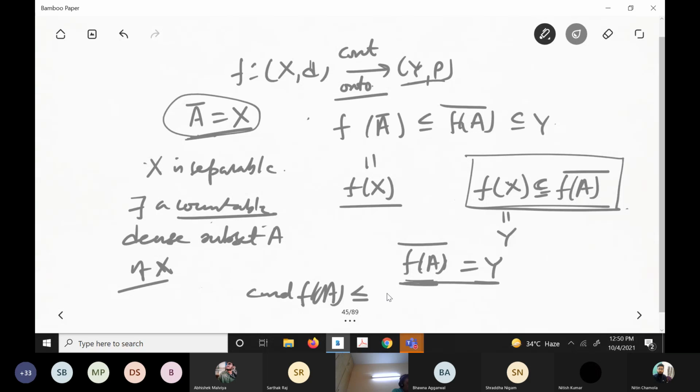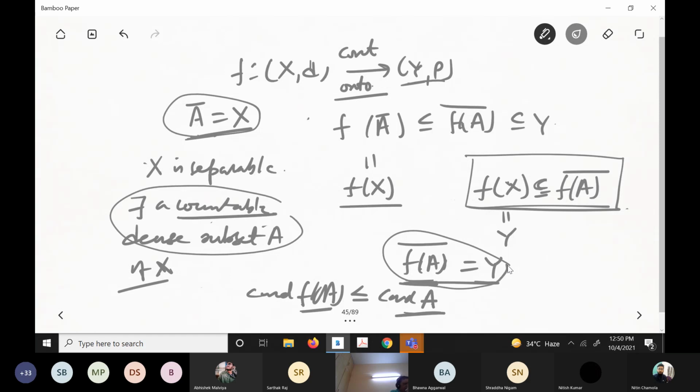The cardinality of f(A) will always be less than or equal to the cardinality of A. That means through a map, the size of a set cannot get bigger. It will either remain the same, like if f is a one-to-one correspondence, or it will be less. So if A is countable, then f(A) will be countable. That means if you have a countable dense subset here, then f(A) will be a countable dense subset of Y.